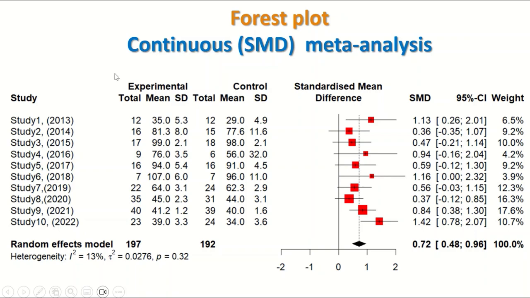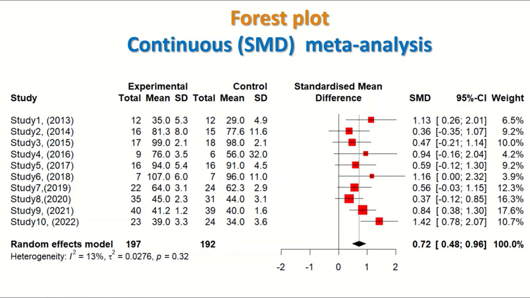It has a descriptive section, which shows the experimental and the control, the total, the mean, and the standard deviation for each study and for each group within each study, experimental and control, and the calculated effect size, which is the standardized mean difference, the 95% confidence interval and the weight percentage. The middle section here is a diagrammatic representation of the SMD with squares and diamond. And the third section is the overall effect size, which is the SMD 0.72, with the heterogeneity test calculated, and the model used here is the random effects model.